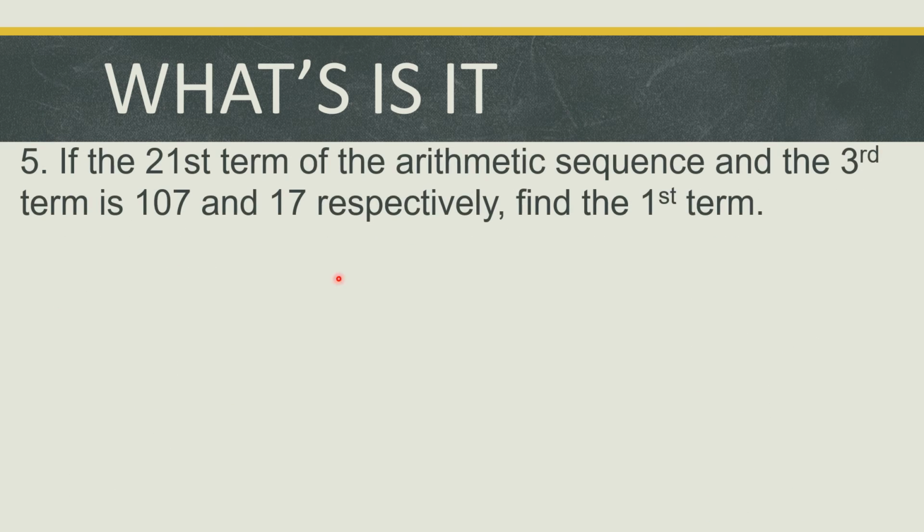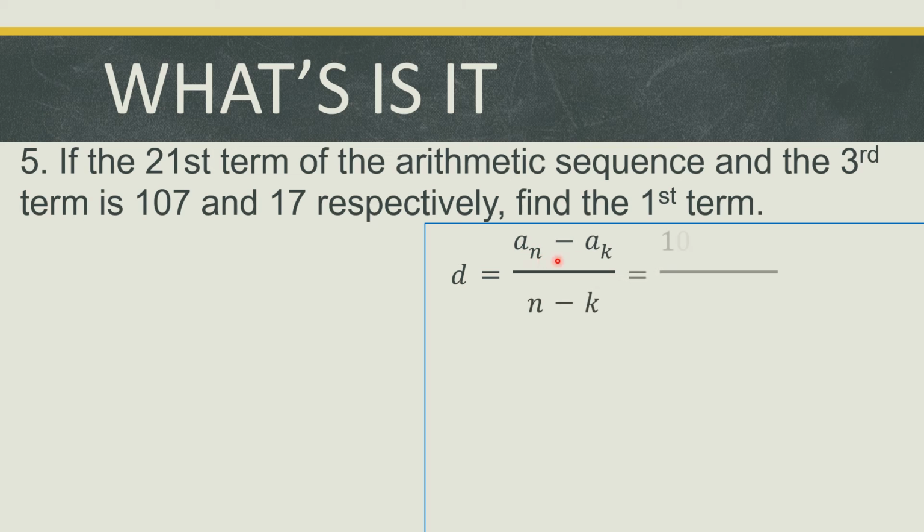Let's have our fifth example. If the 21st term of the arithmetic sequence and the third term is 107 and 17 respectively, find the first term. So based here, D is not given. We only have two terms that are given, which is the 21st and the third term, wherein these terms are not consecutive. So based on our last example, we need to use the formula for D, which is a sub n minus a sub k all over n minus k.